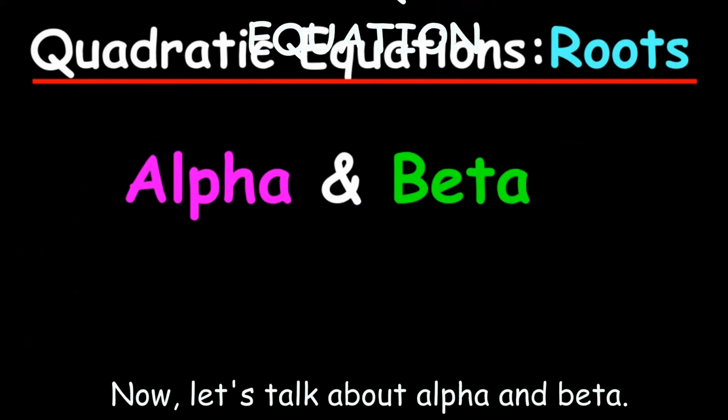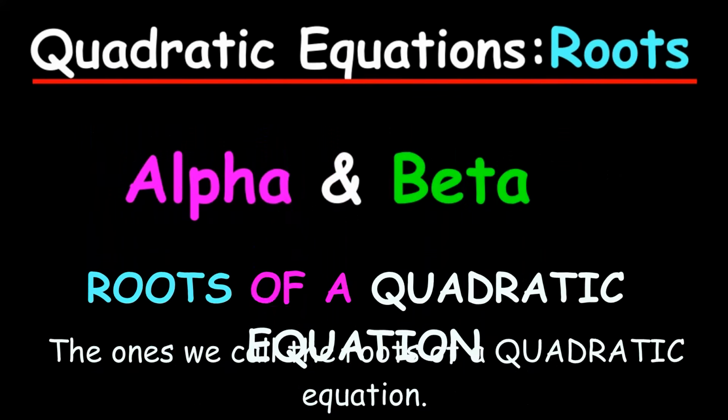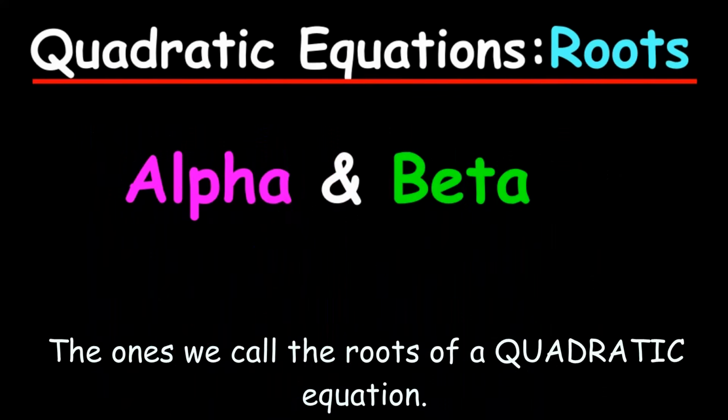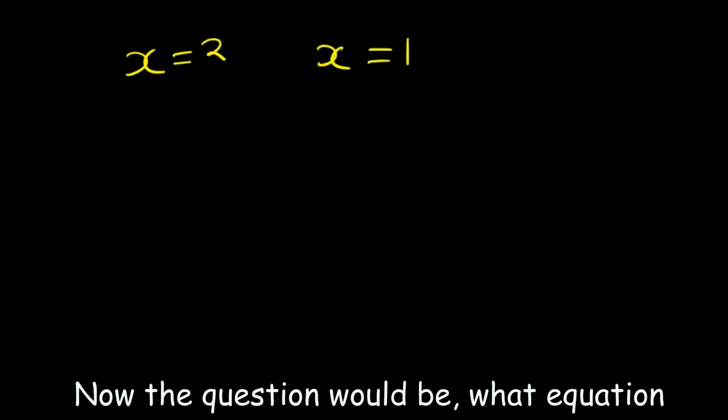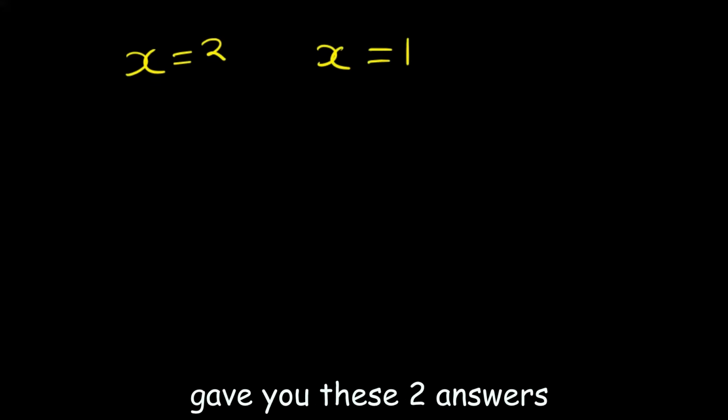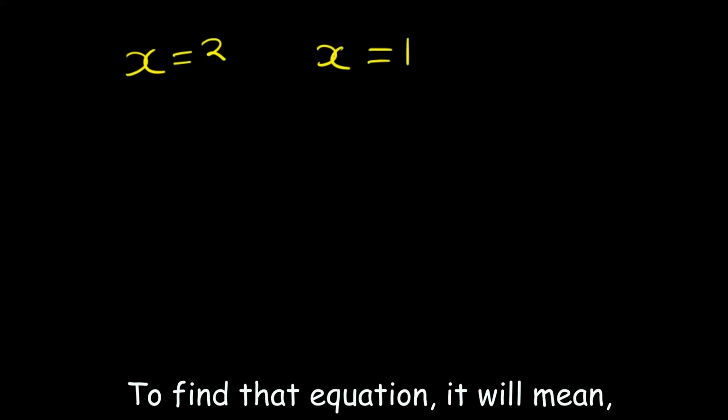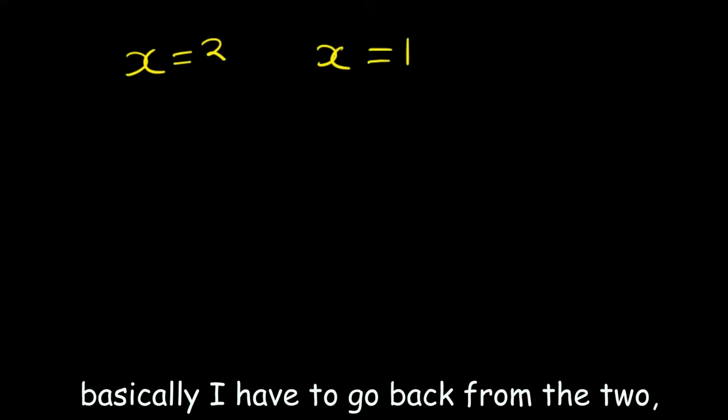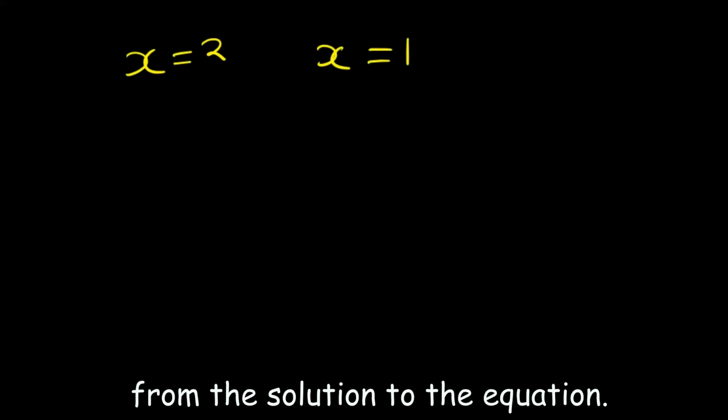Now let's talk about alpha and beta, the ones we call the roots of a quadratic equation. Every quadratic equation you solve gives you two answers. Let's say after solving a quadratic equation you get x equals -2, or x equals 1. Now the question will be, what equation gave you these two answers?